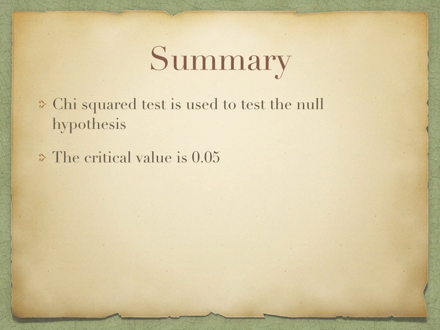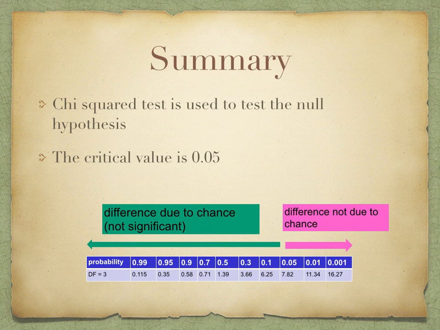Okay, in summary, the chi-squared test is used to test the null hypothesis. And remember that your critical value is 0.05. So you put the chi-squared value that you got into the table, and then you look where the probability is. If the value falls in the table, which gives you a probability higher than 0.05, we say that the result is not significant, and we therefore accept the null hypothesis. And that concludes our lesson, the end.